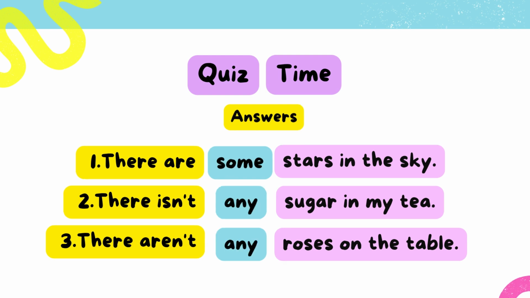Quiz time. Answers. 1. There are some stars in the sky. 2. There isn't any sugar in my tea. 3. There aren't any roses on the table.